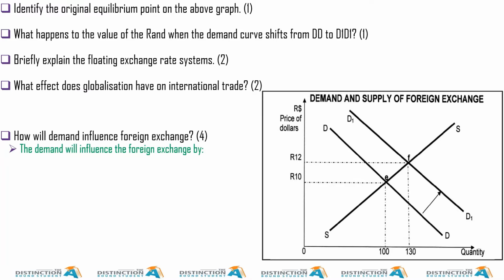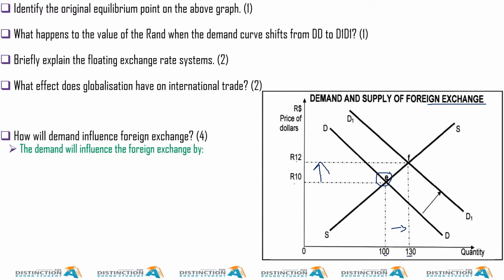Initially, we have demand and supply there, and this is our point of equilibrium. And then we see a shift of the demand curve to the right. And this is demand and supply of foreign exchange or foreign currency. Okay, we have 100 units, 130. There's an increase in demand. And then we see this movement here from 10 to 12. So this is the rand against the dollar.